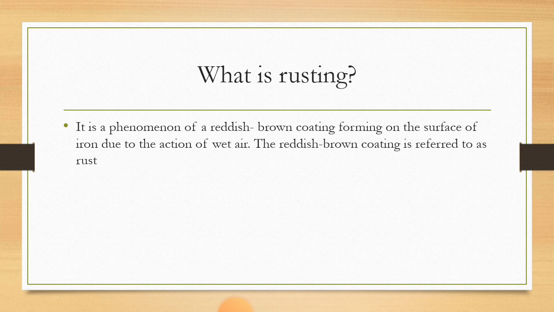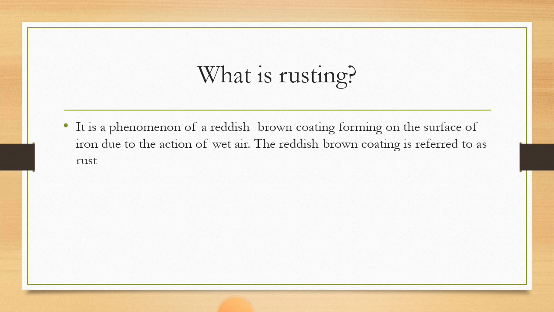But still on rusting, it is a phenomenon of a reddish-brown coating forming on the surface of iron due to the action of wet air. Reddish-brown coating, that's that rust you see on the iron or on the nail or on the key, right? And it is due to the action of what? Wet air. Air in itself, it's air, like oxygen.